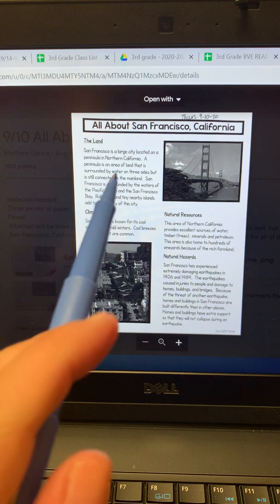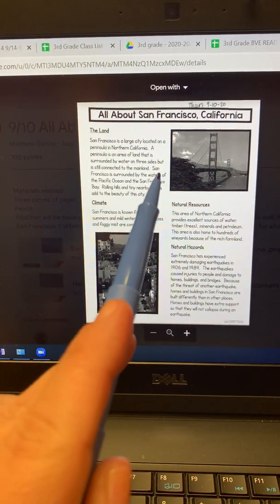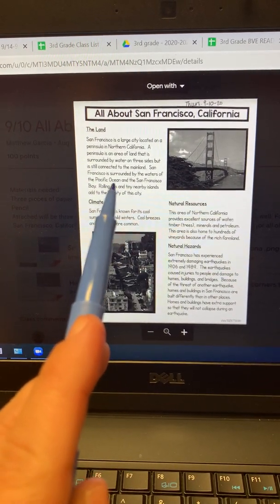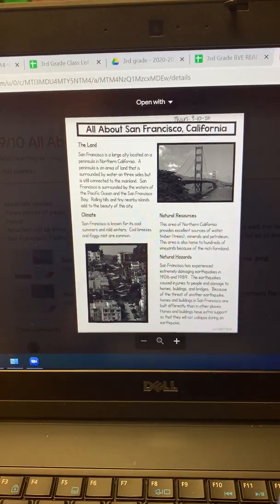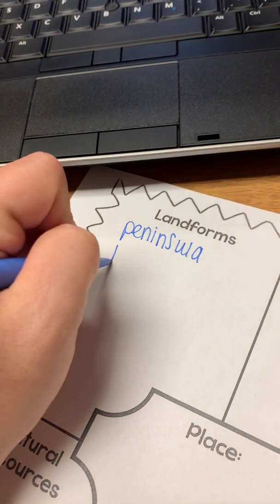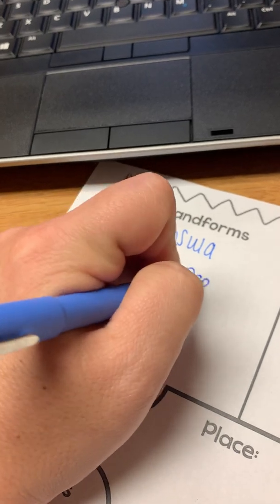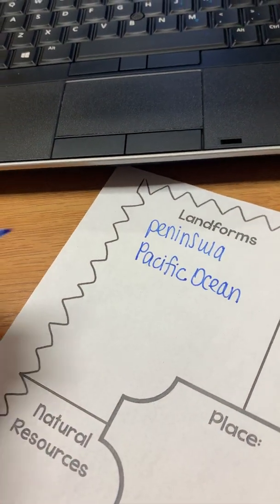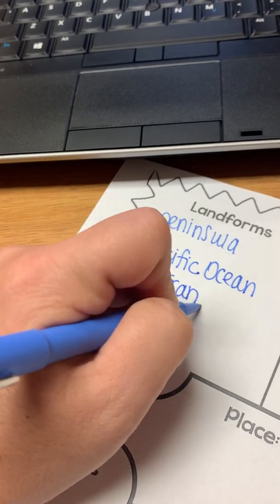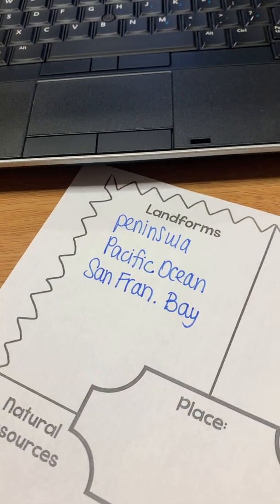Now let's go back. Okay. It tells you what a peninsula is. Then it says San Francisco is surrounded by the waters of the Pacific Ocean and the San Francisco Bay. Okay, so landforms, they also include bodies of water. So let's put Pacific Ocean. Notice I'm going to capitalize it because it is the formal name of an ocean. And then I'm also going to put San Fran Bay, San Francisco Bay, which is also a body of water.